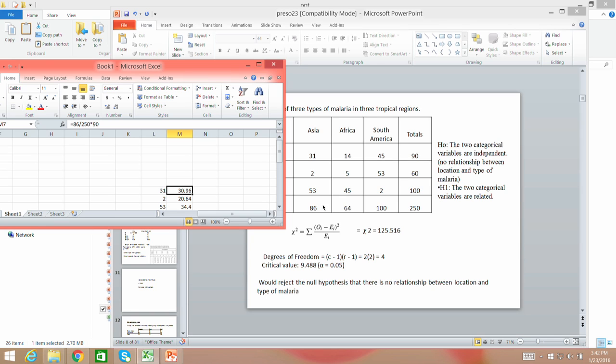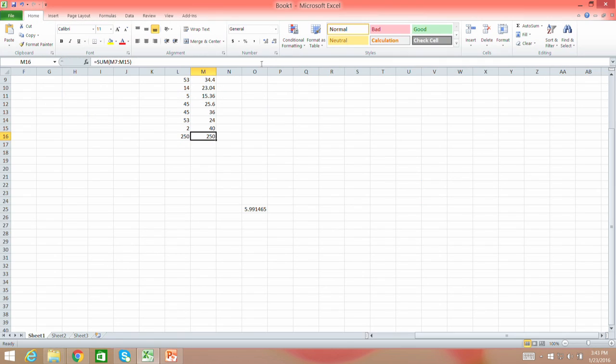Divided by 250 into 90, then next one will be 86 divided by 250 multiplied by 60, then 86 divided by 250 multiplied by 100, then next one will be 64 divided by 250 multiplied by 90, then 64 divided by 250 multiplied by 60, then 64 divided by 250 multiplied by 100. So, obviously there is a mistake I had made here. I put a minus here, so that is the mistake. Okay, so I got 250 in both the cases, that is very good.